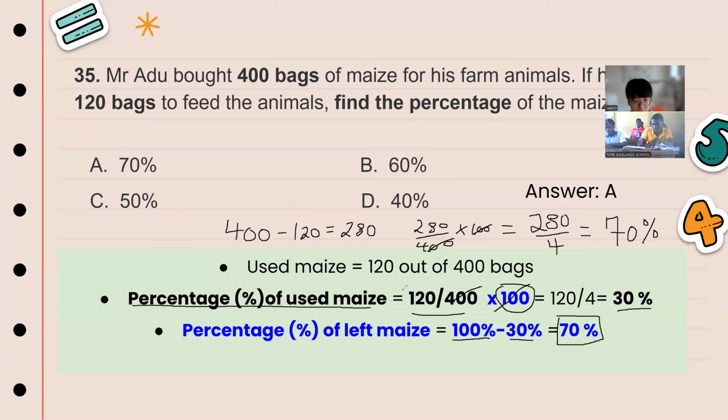So either way works, but the important part of this question is finding what the percentage is. Percentage is multiplying by 100 by the ratio. And ratio means the number of maize that you have divided by the total number.